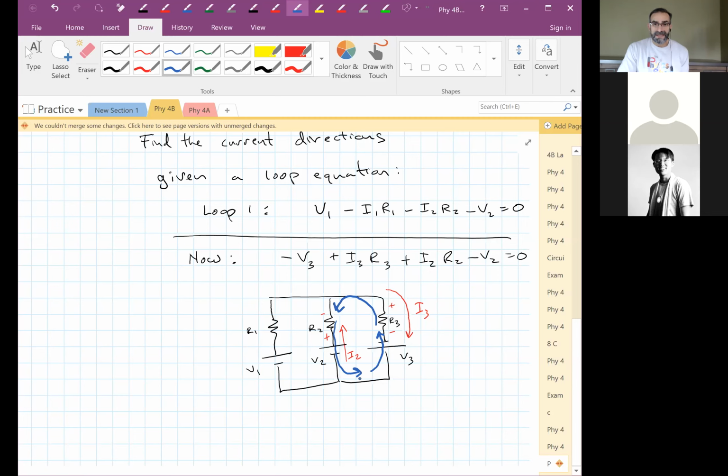That's how I grade these, right? I pick something in your equation and I start walking through the circuit and I look to make sure everything makes sense in your equation. There are no inconsistencies.